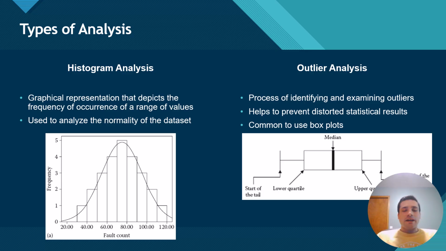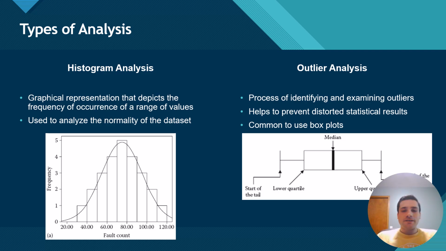There are also different types of analysis that we learned in class that are important. Histogram analysis is a graphical representation that depicts the frequency of occurrence of a range of values. It's typically used to analyze the normality of the data set, and the diagram below is taken from our textbook, and it's just used to show what a typical graphical representation of histogram analysis would look like.